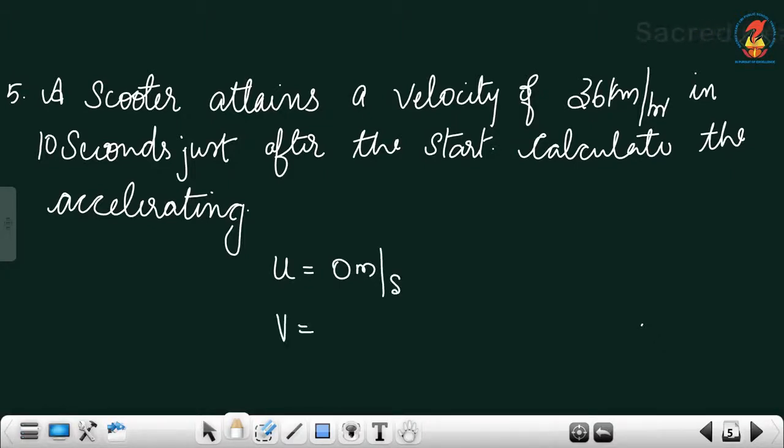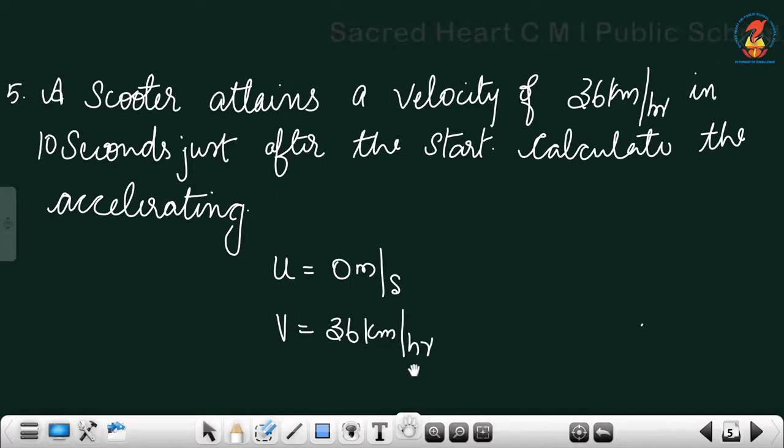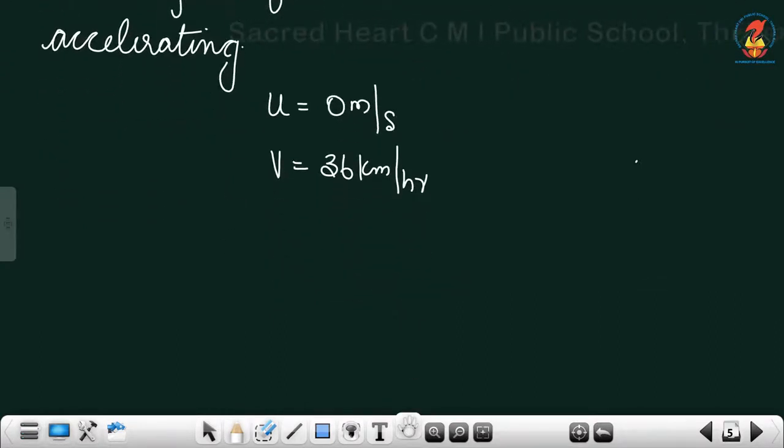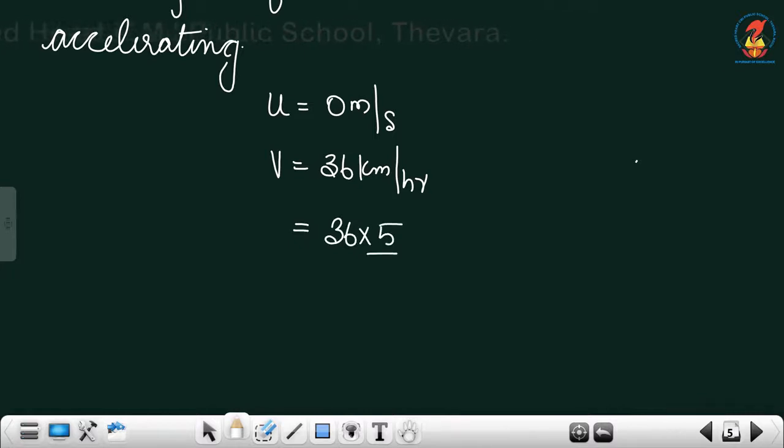Now, final velocity is 36 km per hour, that is, convert it into meter per second. How will you convert it? Into 5 by 18. So, 36 into 5 by 18. So, 10 meter per second. The time is given as 10 seconds.